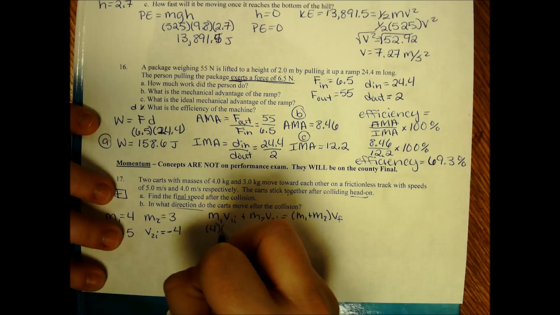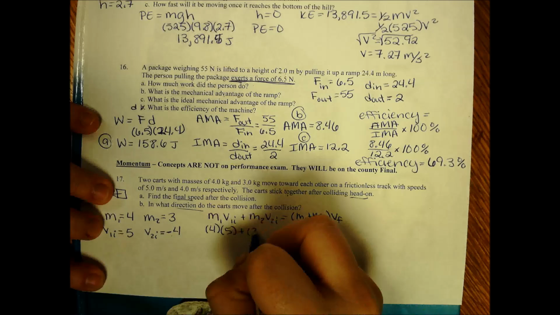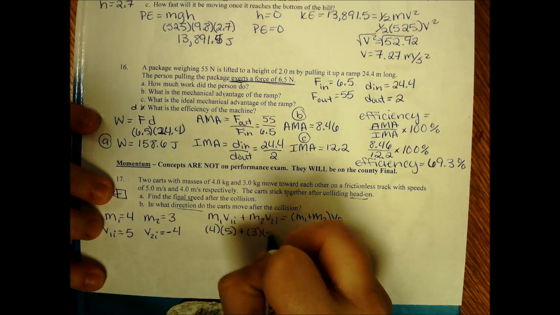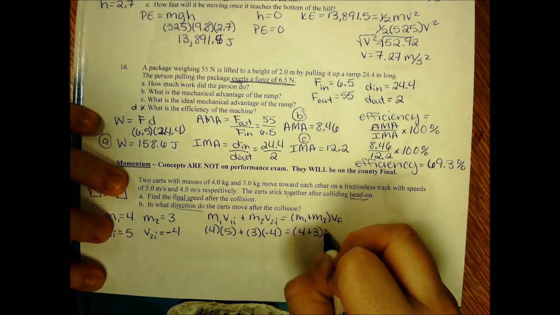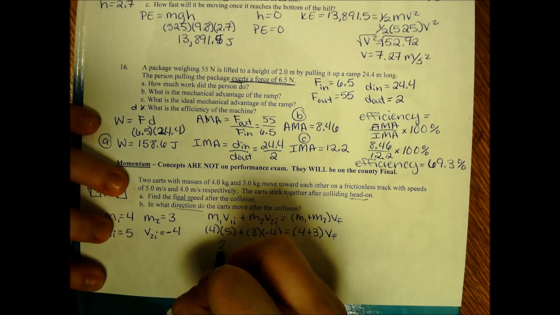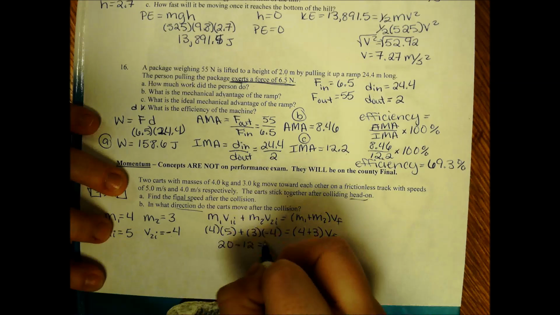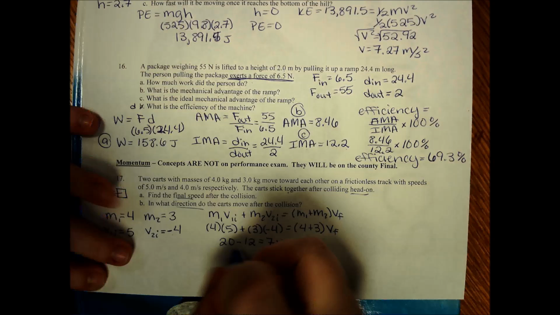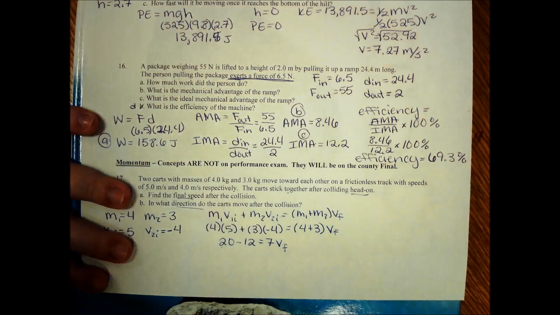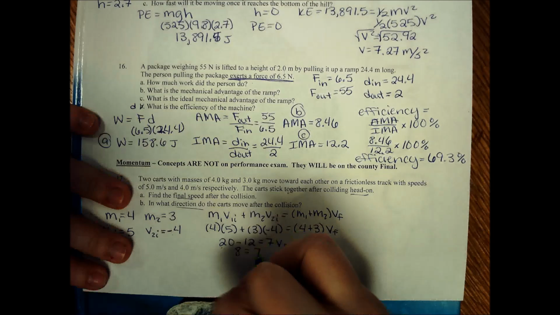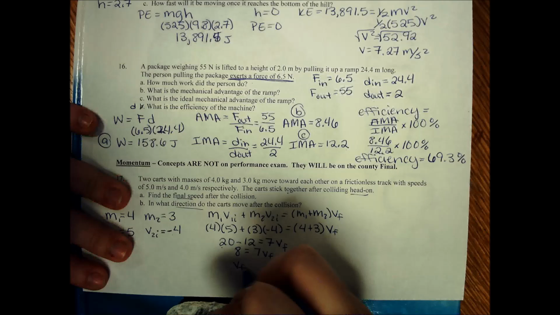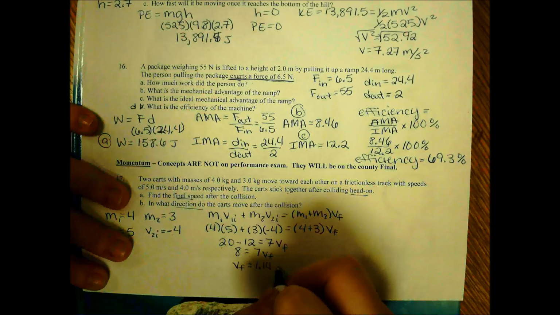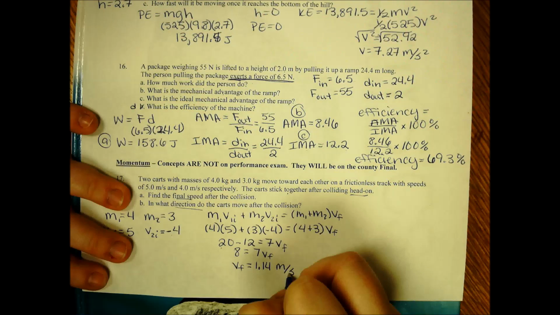So we have 4 times 5 plus 3 times negative 4 equals 4 plus 3 times VF. So 20 minus 12 is 8. So we have 8 equals 7 VF, which means that VF equals 1.14 meters per second.